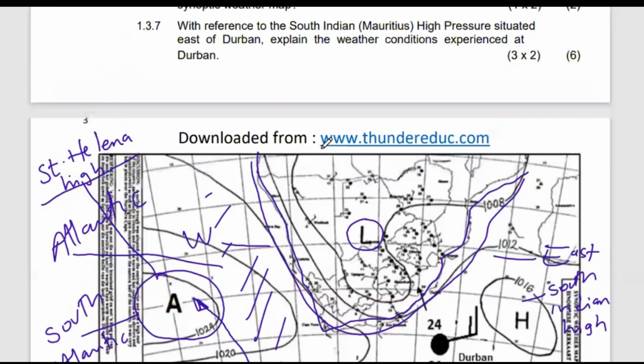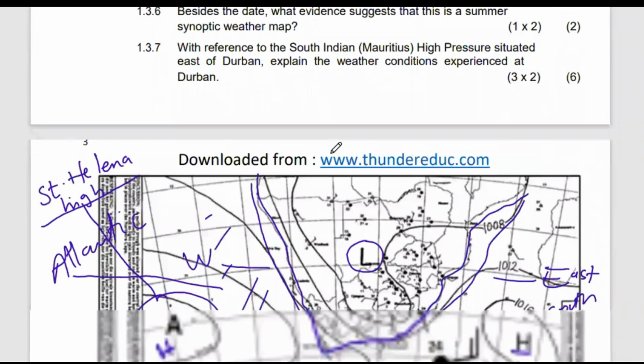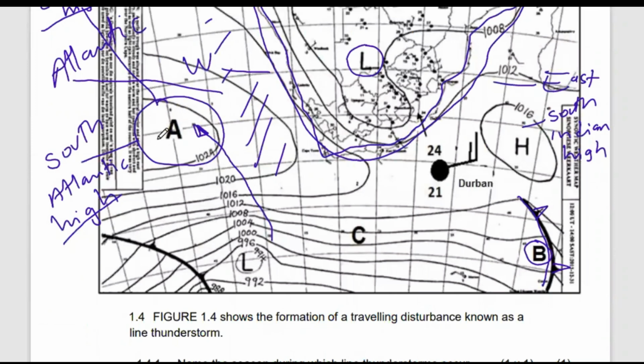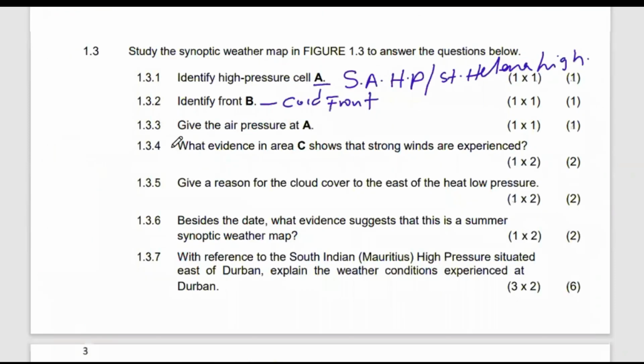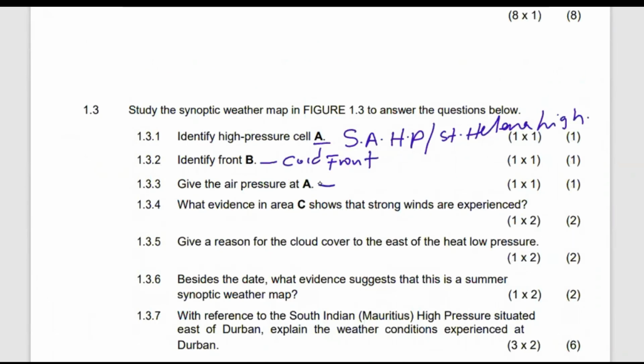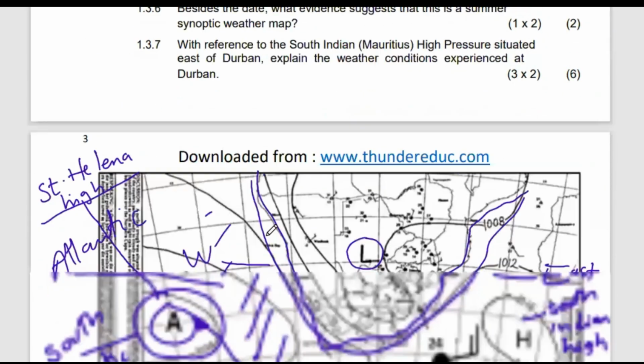Now, if they ask what is the air pressure at A, we don't see any isobar here, so we cannot bring in the isobar interval. If there was one, we could easily add 4 and say 1028. But the challenge is there's no isobar to indicate the missing figure. Therefore, we could say that at A, the air pressure is increasing, or it is a high pressure.